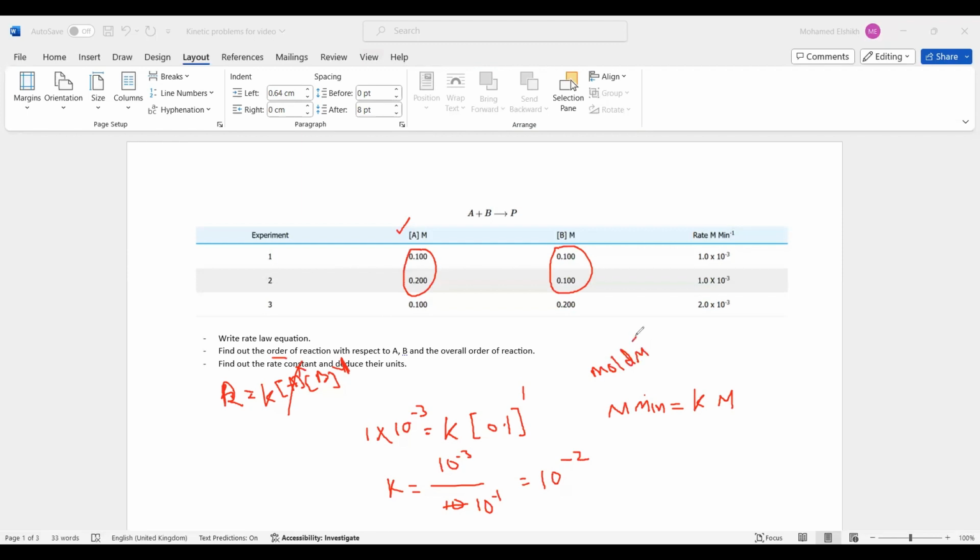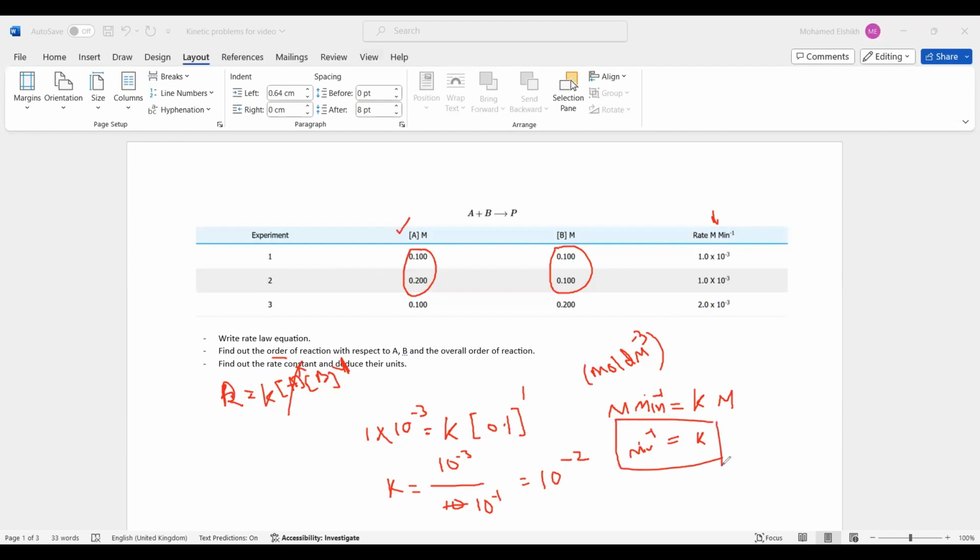And this is most likely what you will see in the exam. You may not see this capital M, but most likely you will see it this way. Fine. So if you want to find out K, it's -1. So therefore K equals to M -1. So this is the units for K.